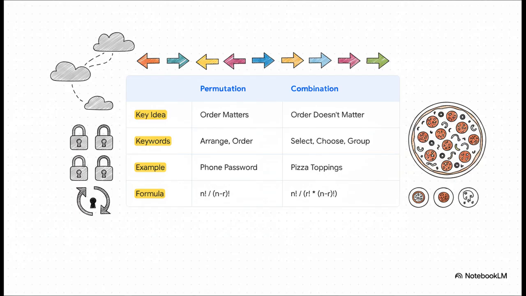Now combination. Order does not matter. The keywords are choose or group. And the classic example is pizza toppings. Who cares if you say pepperoni, mushroom, and onion, or onion, pepperoni, and mushroom? It's the same pizza. And you can see how the formulas are built around this exact difference.